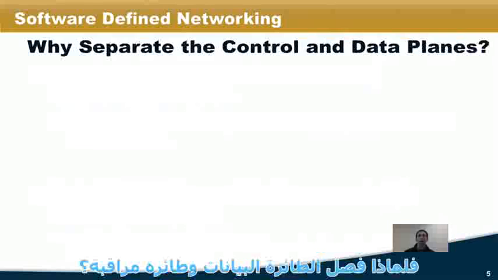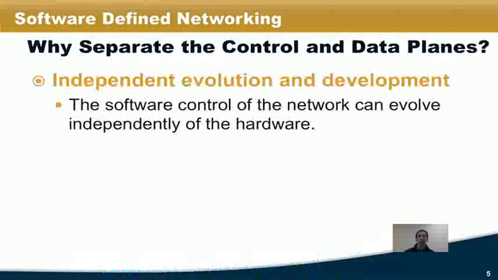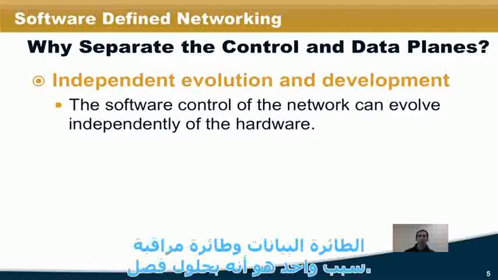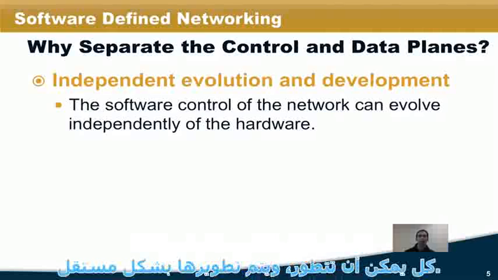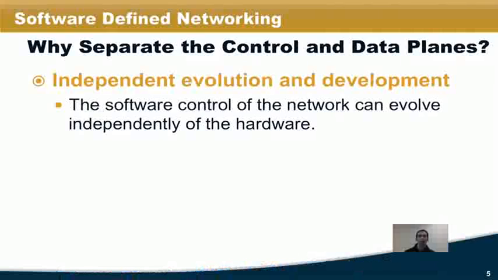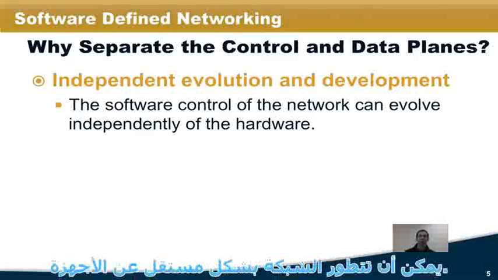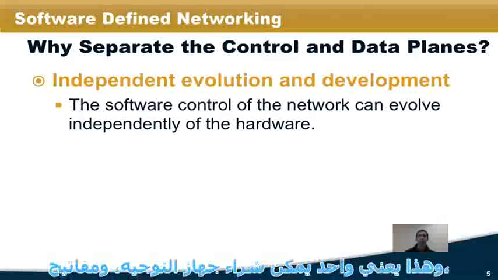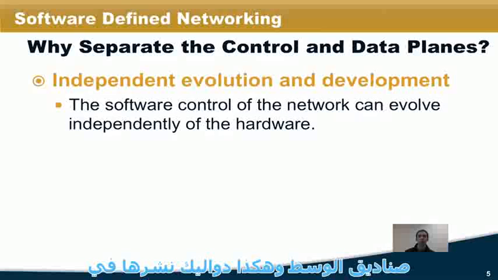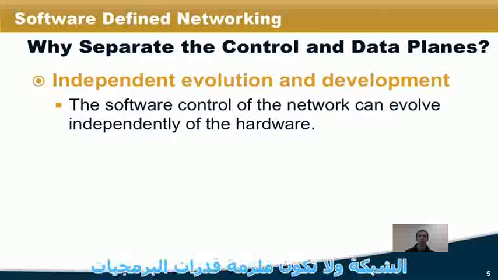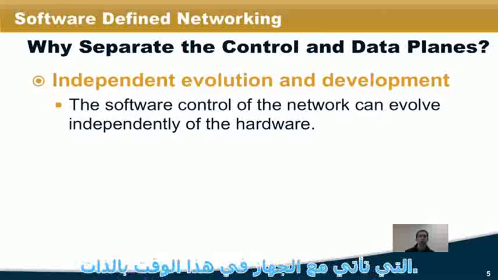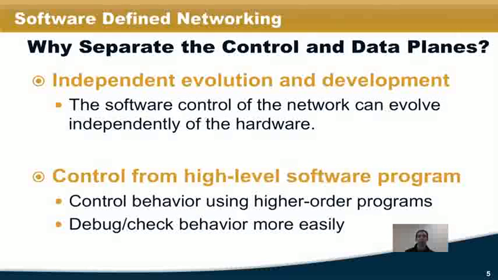So why separate the data plane and the control plane? One reason is that by separating the data plane and control plane, each can evolve and be developed independently. In particular, the software control of the network can evolve independently of the hardware. That means one can buy routers, switches, middleboxes, and so forth, deploy them in the network, and not be bound by the capabilities of software that ship with the hardware at that particular time.